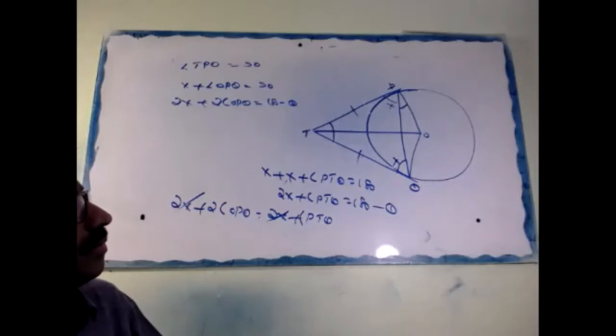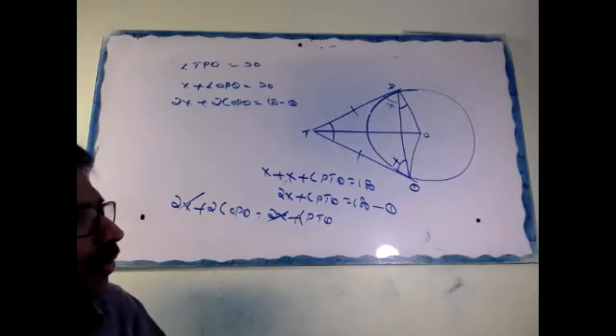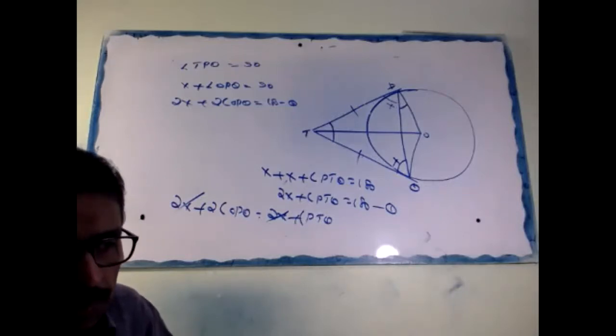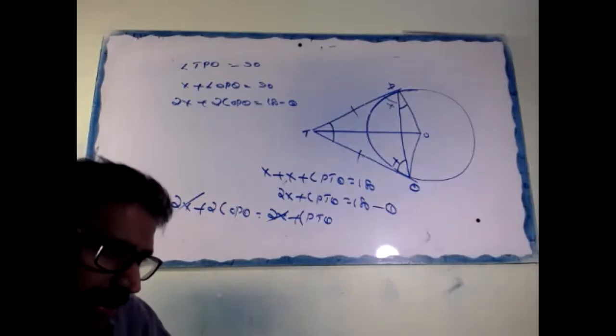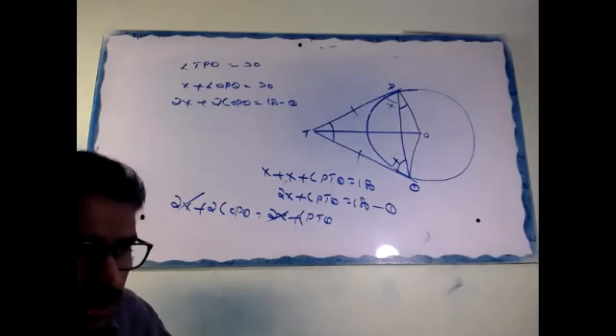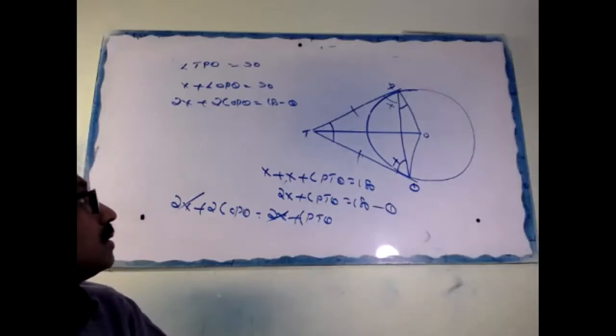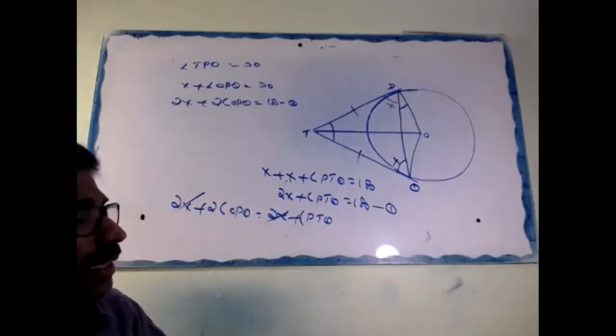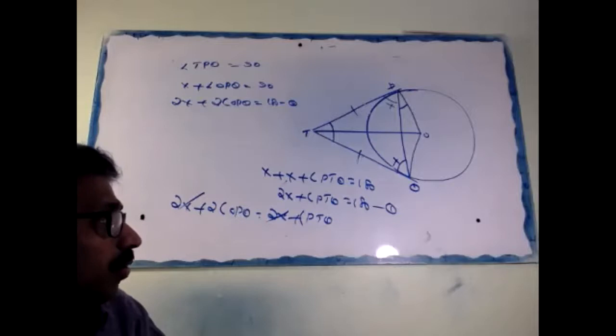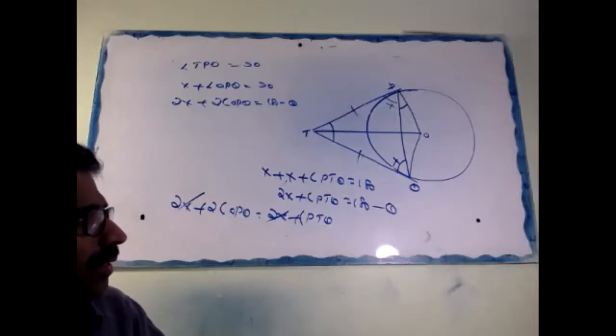Then angle TPO is 90 degrees, because the radius through the point of contact is perpendicular. Then x plus angle OPQ equal to 90.